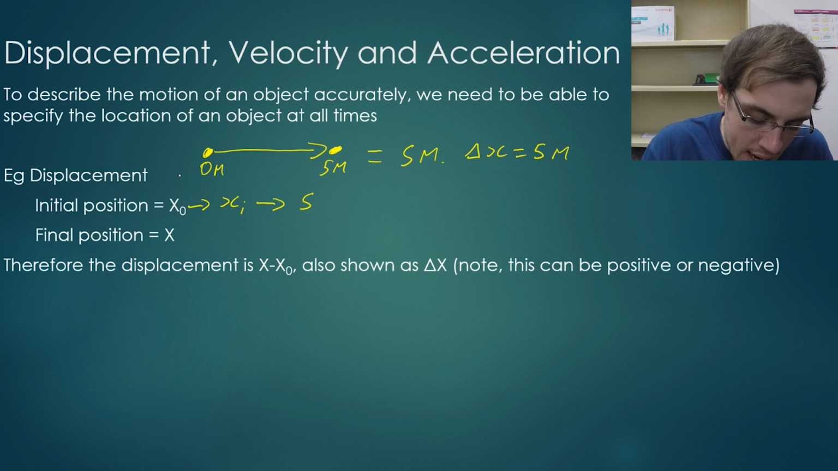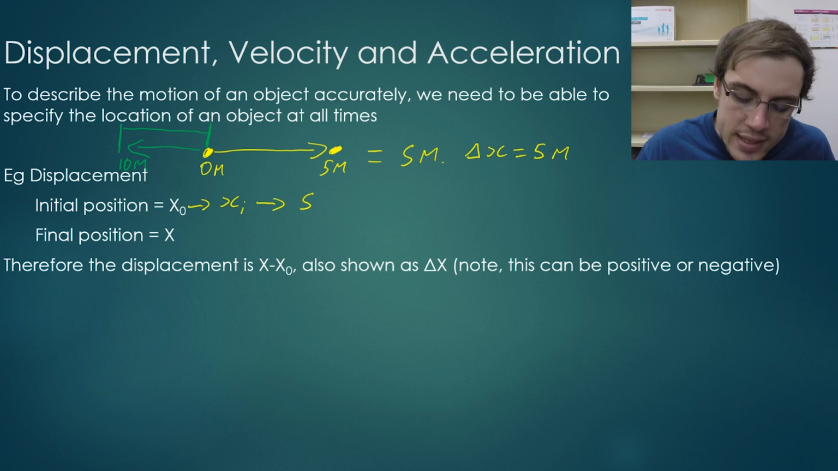Now, if we had our example here, but he moved this way, and he ran this way for 10 meters, this means that if he started here and ran over here, his initial position was 0 meters. His final position was negative 10 meters. Therefore, his change in displacement was negative 10 meters.